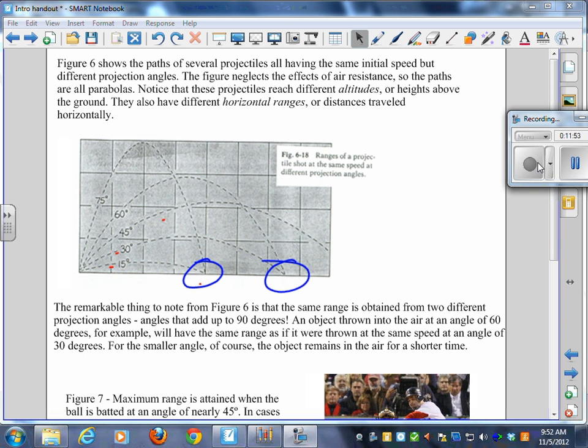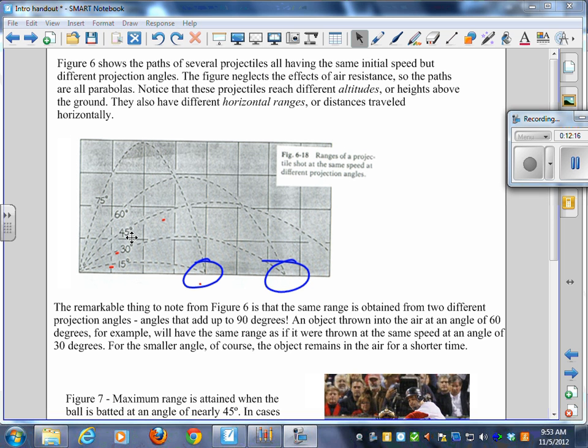The remarkable thing to note from Figure 6 is that the same range is obtained from two different projection angles, angles that add up to 90 degrees. An object thrown into the air at an angle of 60 degrees, for example, will have the same range as if it were thrown at the same speed at an angle of 30. For the smaller angle, of course, the object remains in the air for a shorter time. Now that tells us that if you're trying to throw something really far, what angle should you use?